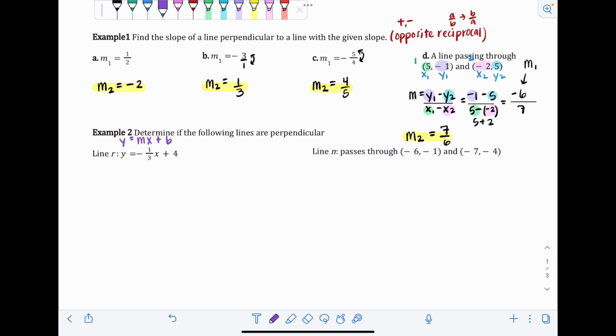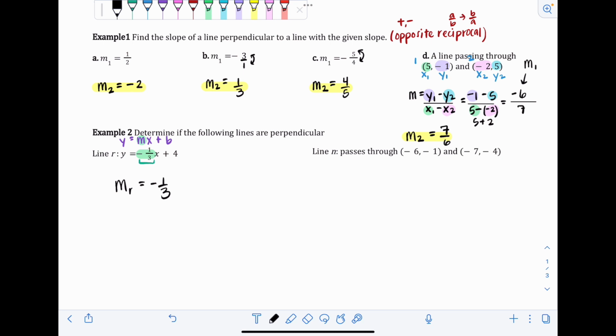And m has the same meaning as everywhere else, it's the slope. So in order to find the slope, we've got to figure out where m is in the formula. It's in front of the x. In order to find it here, we look at the number in front of the x, which is negative 1/3. So the slope of line R is negative 1/3. And now we'll find the slope of line N and see if they are opposite reciprocals.